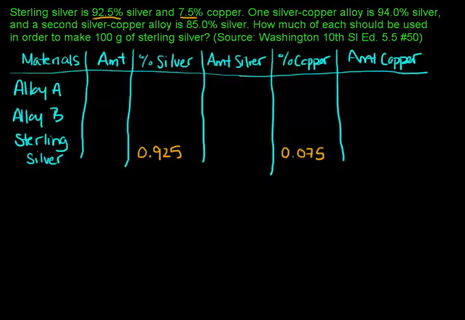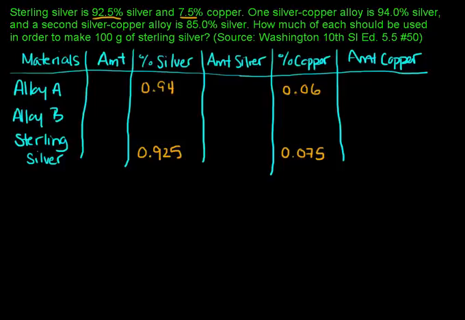Next, we're told that one silver-copper alloy is 94% silver, so that's our alloy A. We can write the percentage of silver as 0.94. And it doesn't tell us how much copper is in this first alloy, but we're told it's a silver-copper alloy, so we can assume that any material that isn't silver is copper. It would have to give us extra information if there was a third metal in this alloy. So our percent copper then is just going to be 1 minus 0.94, which is 0.06.